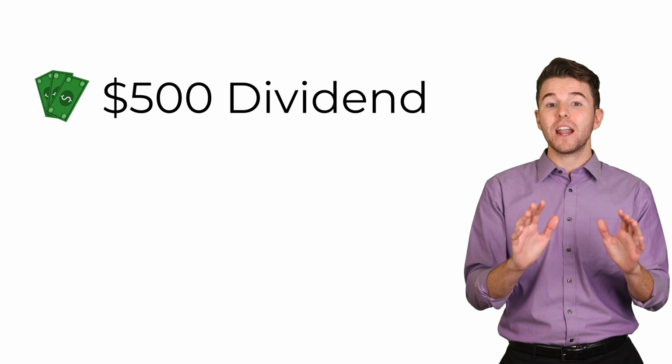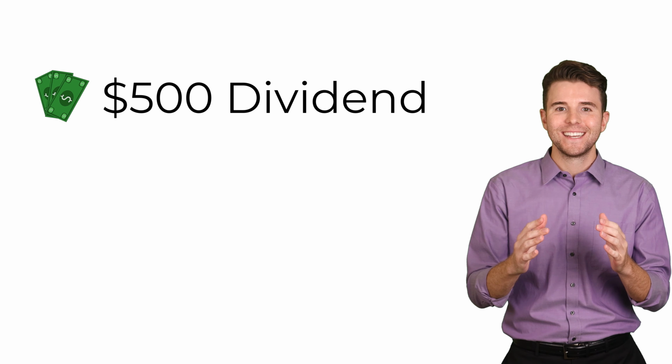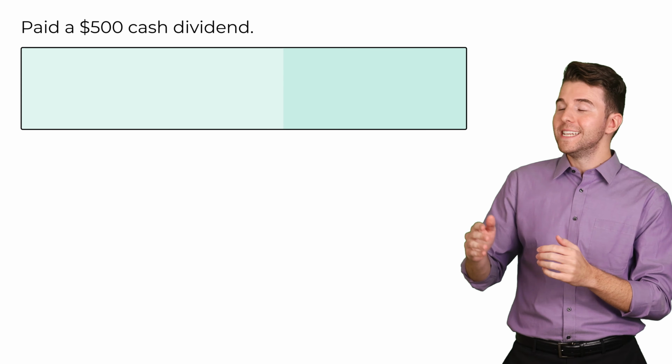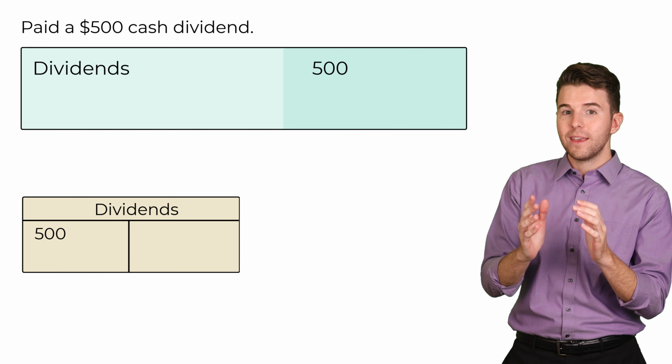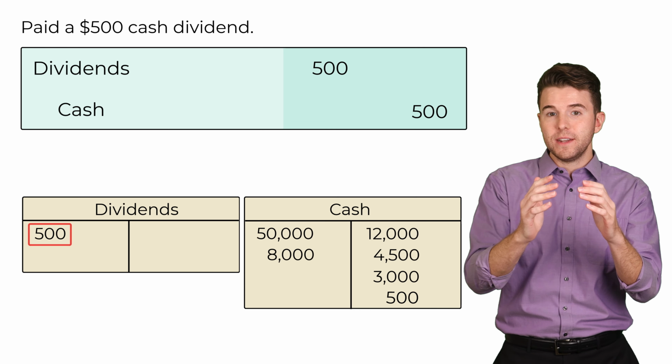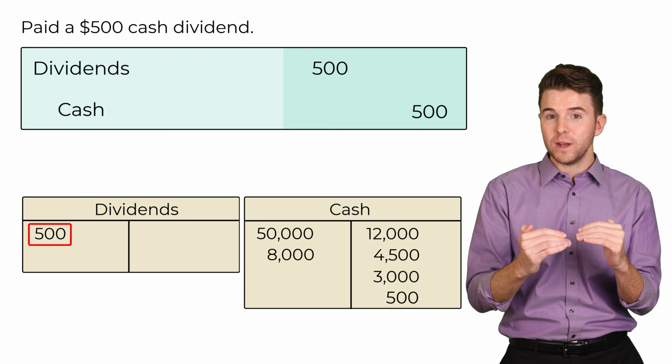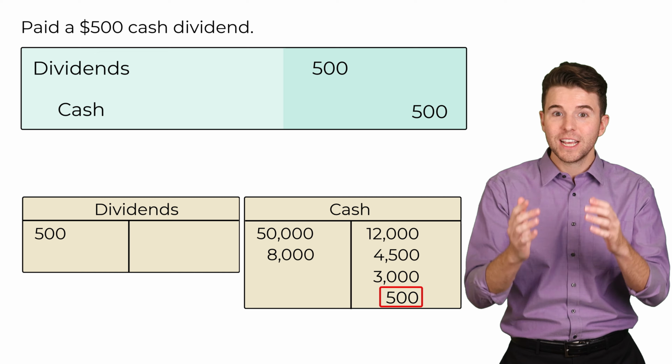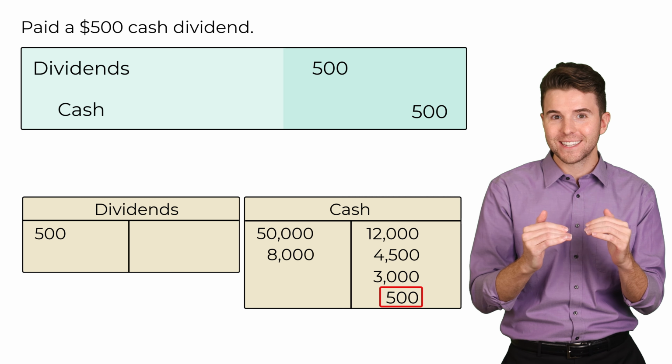To reward ourselves for all of our hard work, we take $500 cash out of the business for personal use. To record this, we debit dividends for $500 and credit cash for $500. The debit to dividends decreases total equity, and the credit to cash decreases total assets.